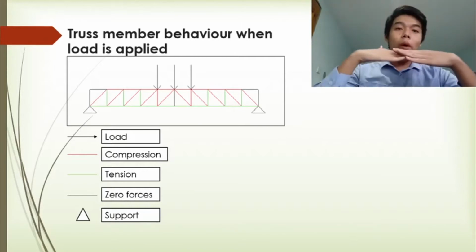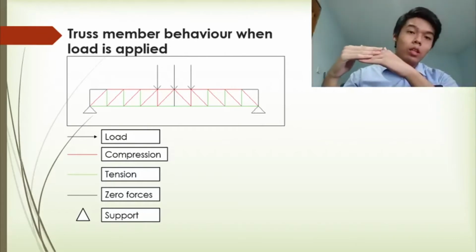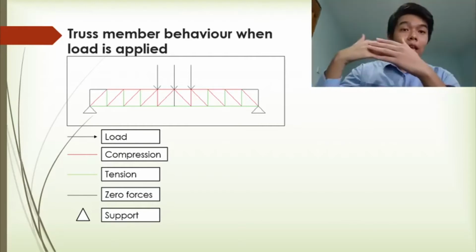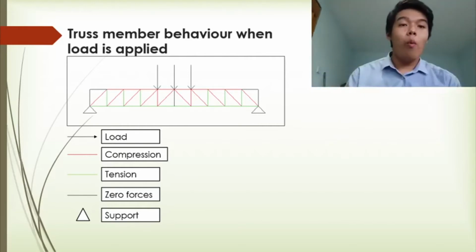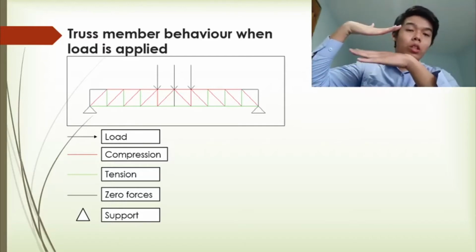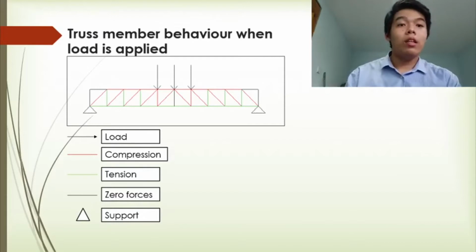When a load is applied to a bridge, the bridge will bend, so the upper parts of the bridge will experience compression, while the lower parts, which is the lower deck of the bridge, will experience tension.